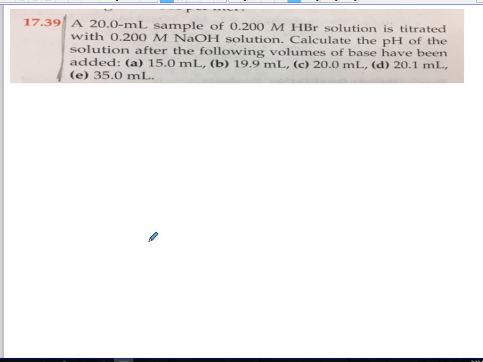Here's a sample problem from your textbook. A 20 milliliter sample of 0.2 molar HBr solution is titrated with base. Calculate the pH of the solution after the following bases have been added.